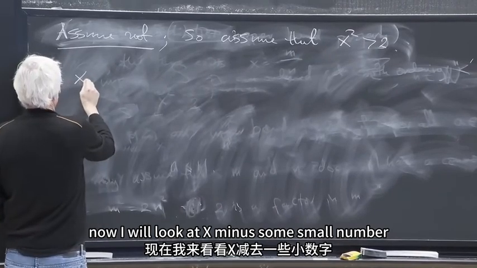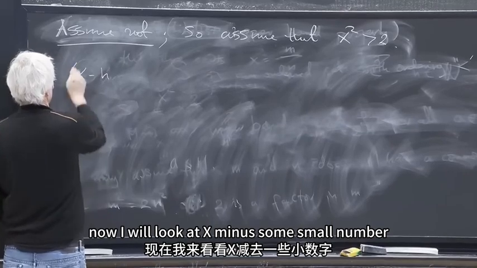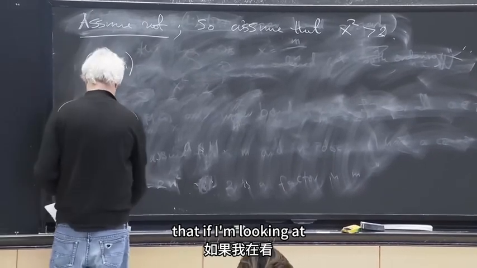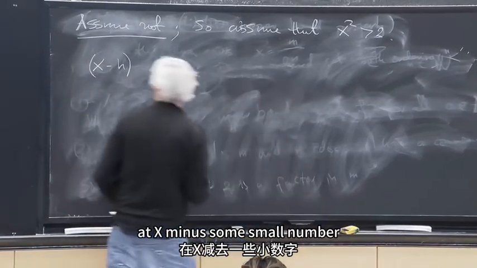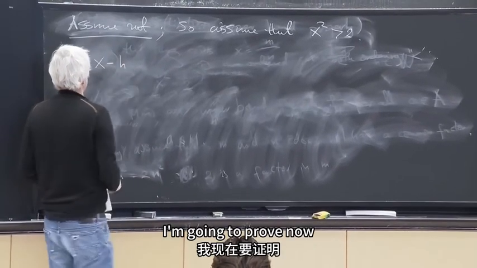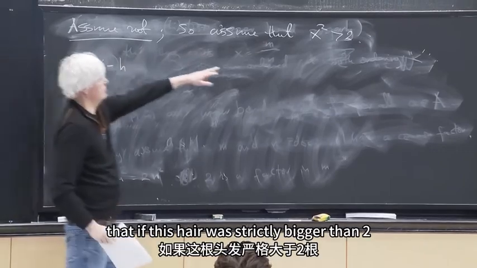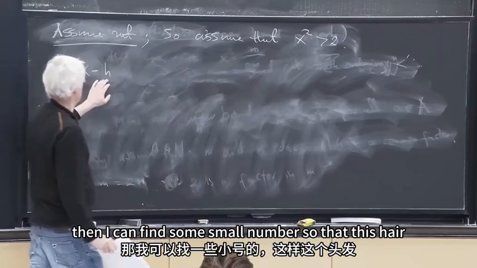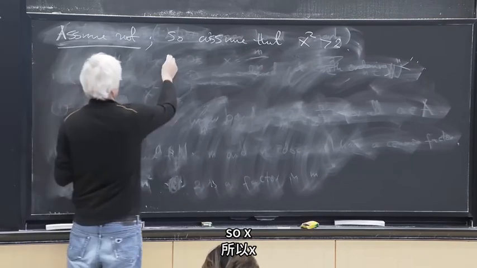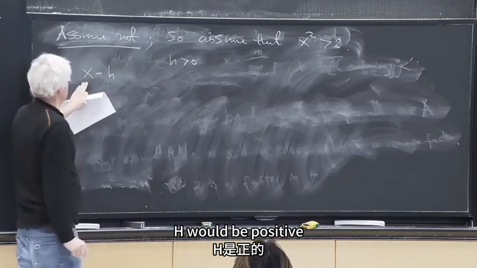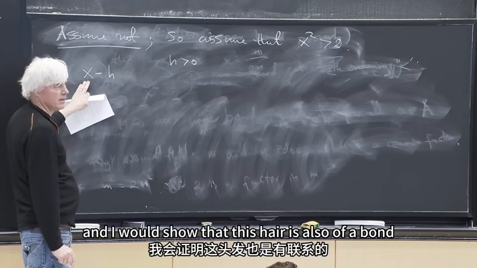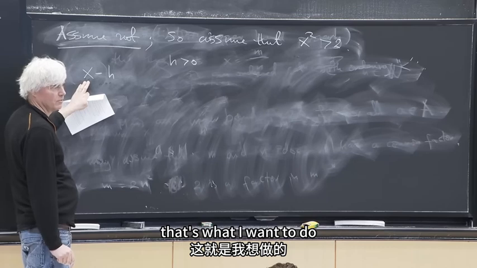Now, I will look at x minus some small number h, and I'm going to prove that if x squared was strictly bigger than 2, then I can find some small number so that this would also be an upper bound. So h would be positive. This would be a number strictly less than x. And I would show that this is also an upper bound. That's what I want to do.